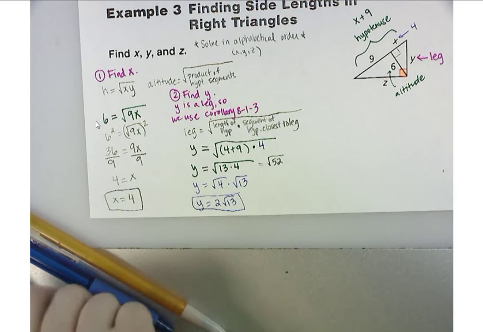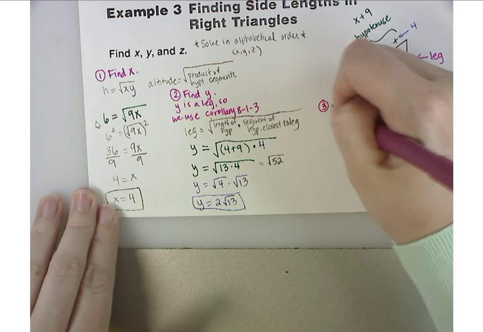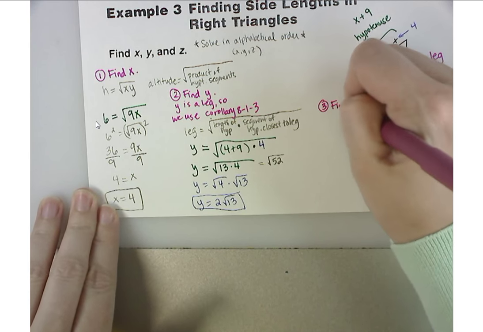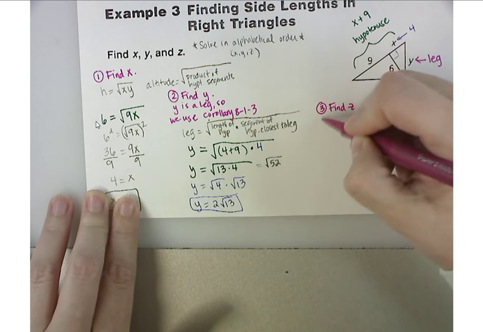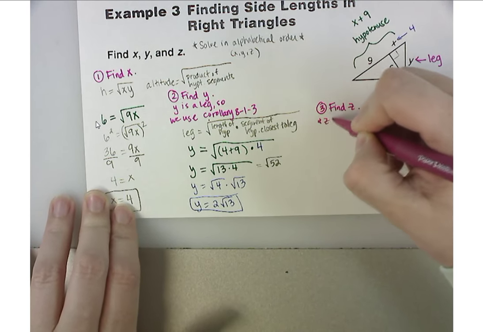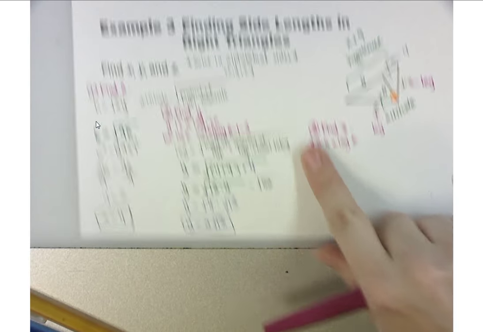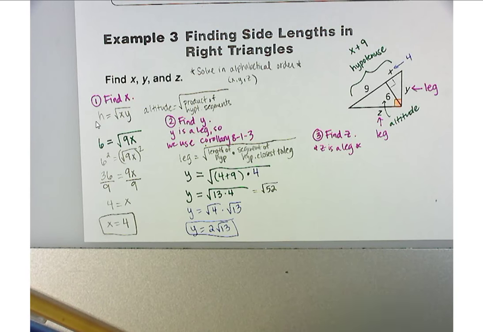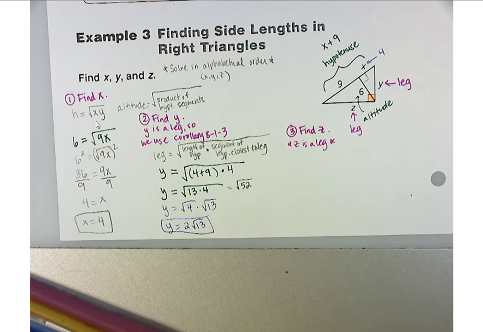All right, and now we're going to find z. Do you guys think you can set this up to find z? Okay, so z is another leg. So you can set this up to find your leg. I'll give you a second. Okay, so I want you to set up what you think the equation is, and then just check it with your elbow partner. Okay, and it's okay if it's wrong.